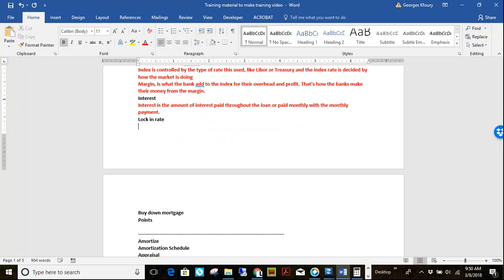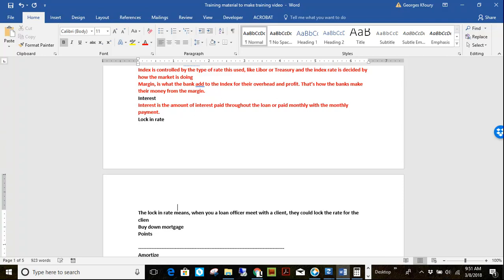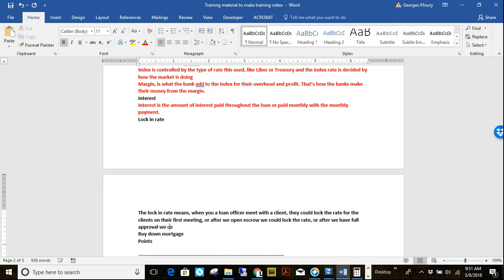Lock-in rate. The lock-in rate means that when a loan officer meets with a client, they could lock the rate for the client on their first meeting, or after we open escrow, or after we have full approval.